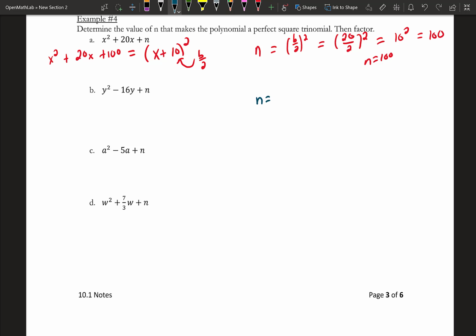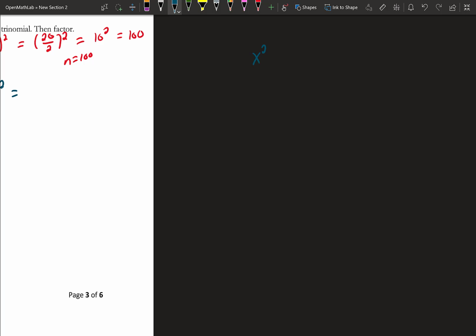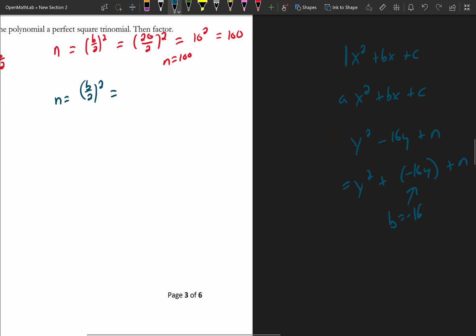All right, so the next one we have n equals b divided by 2 quantity squared, which in this case b is actually negative 16, right? Because for a quadratic, it's x squared plus bx plus c, right? And that's if the leading coefficient is 1. If the leading coefficient is not 1, like a, then we get this, right? So if we have y squared minus 16y plus n, then this would be like y squared plus negative 16y plus n, right? So hence b is equal to negative 16, right?